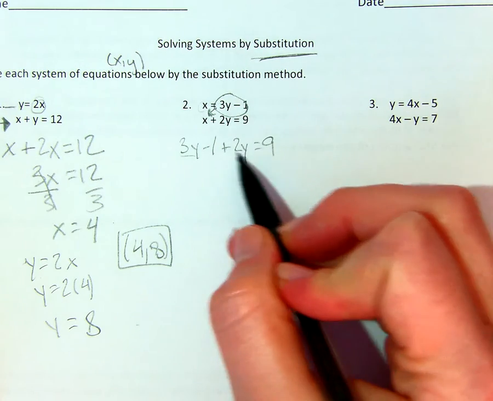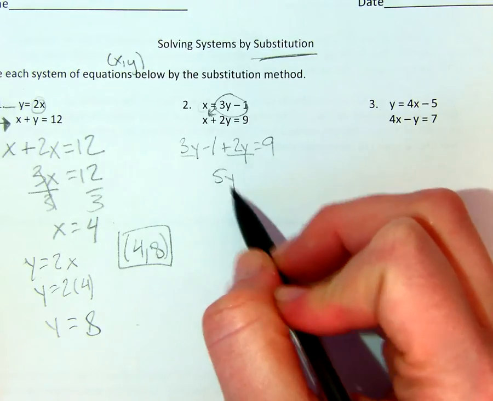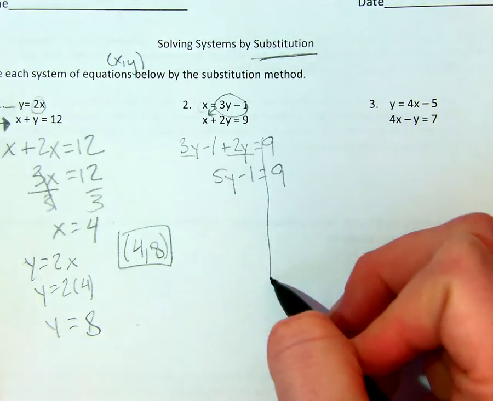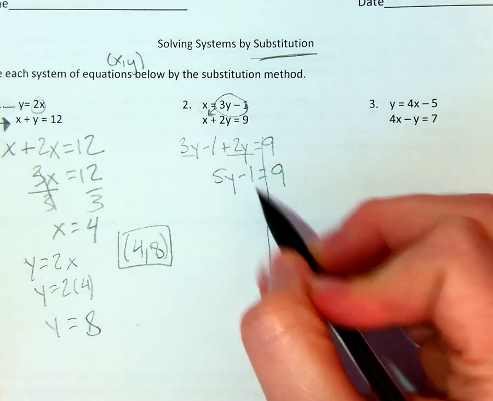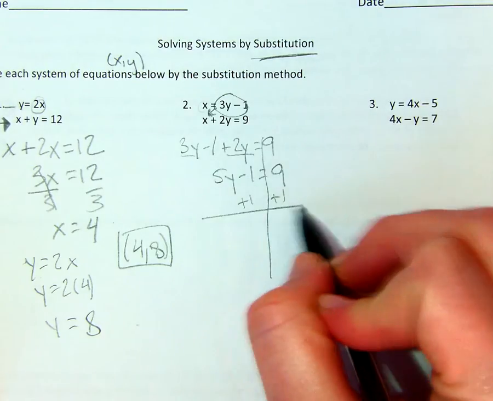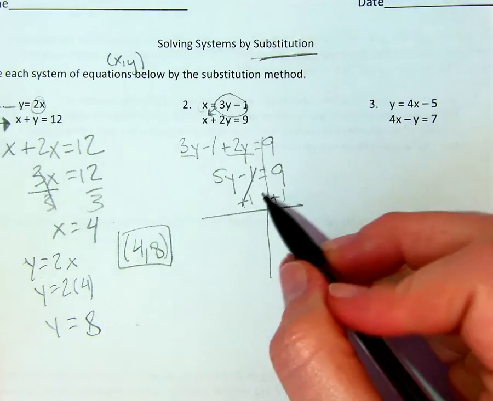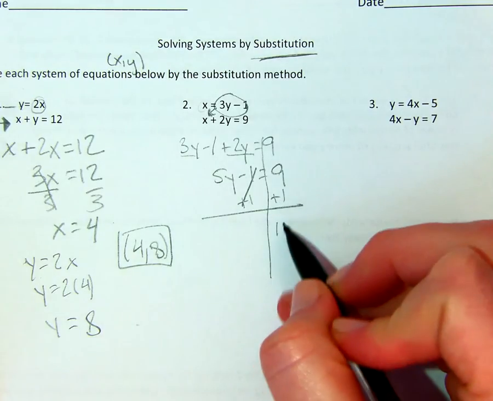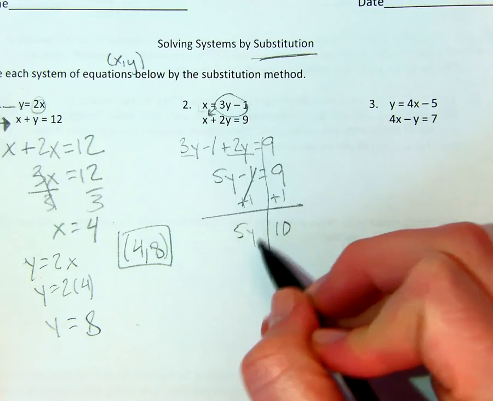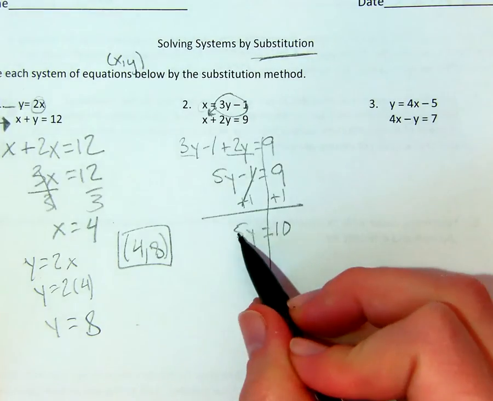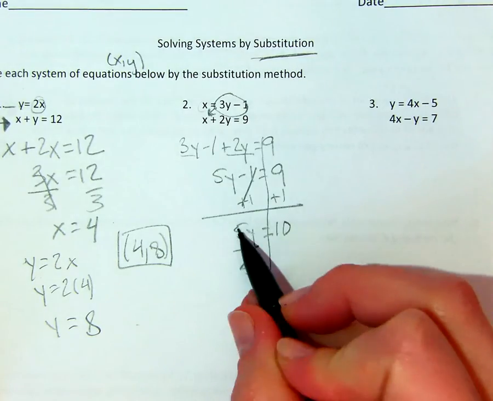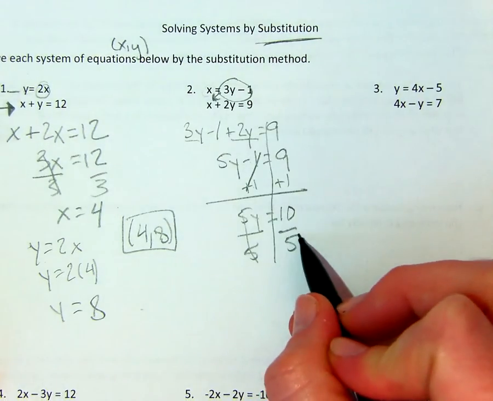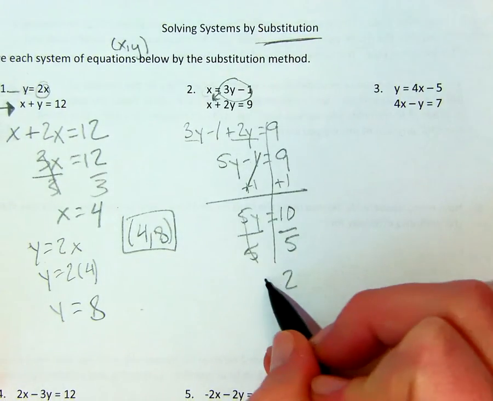Combine like terms, 3y and 2y make 5y's. Still have the minus 1. Everything's still equal to 9. Okay. The opposite of minus 1 is plus 1. If I do it to the left side, I have to balance my equation and do it to the right side. 9 plus 1 is 10. I still have 5y. The opposite of multiplying is dividing, so I can get rid of this by dividing on both sides. If I do that, I have to balance it. I have to divide on the other side. 10 divided by 5 is 2.